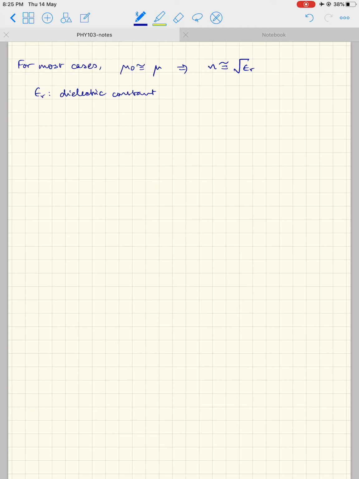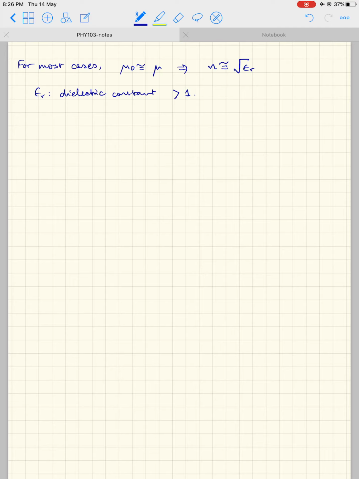So epsilon r is always greater than 1. So you see the light travels more slowly through matter than through vacuum. Of course, this had to be the case because you have learned in the special theory of relativity that nothing can travel faster than light in vacuum. So if light started to travel faster in matter than in vacuum, we'd be in for trouble.